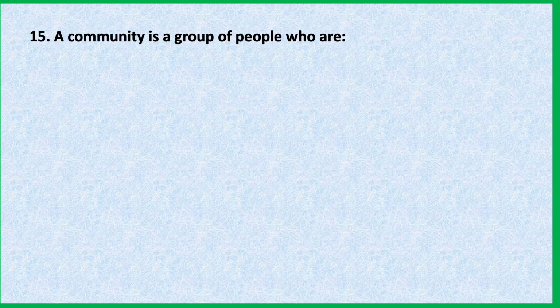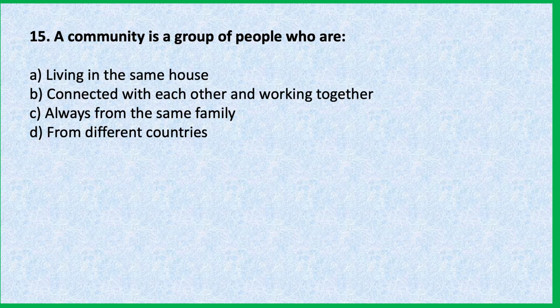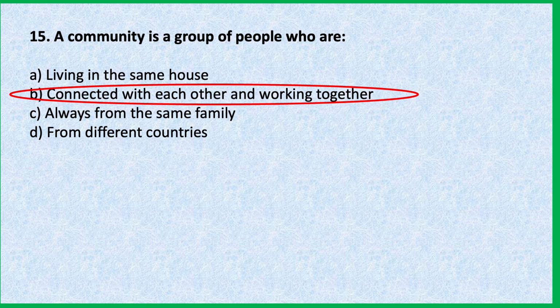A community is a group of people who are, options are living in the same house, connected with each other and working together, always from the same family, from different countries. A community is a group of people who are connected with each other and working together. Families are connected not only within themselves but also with the other families and the people around them.